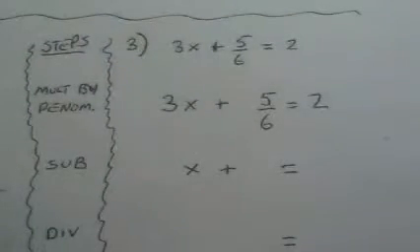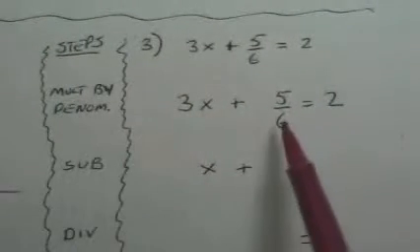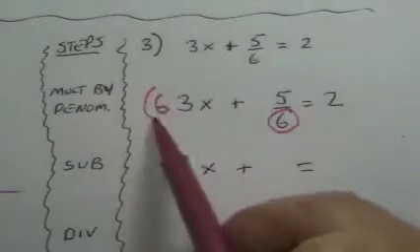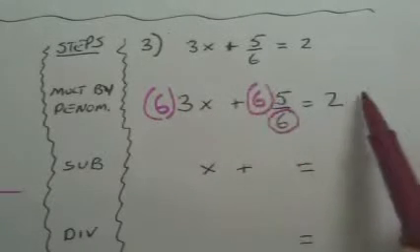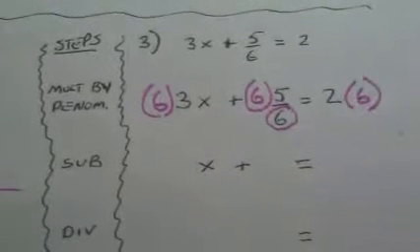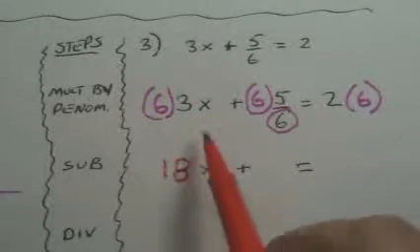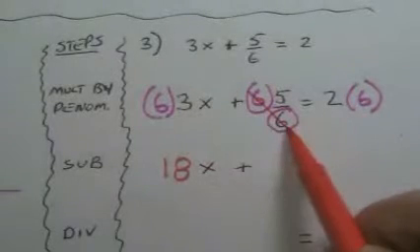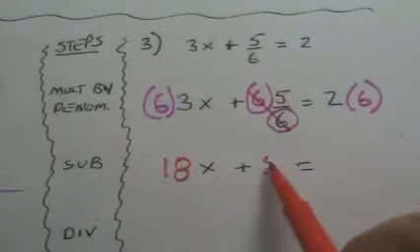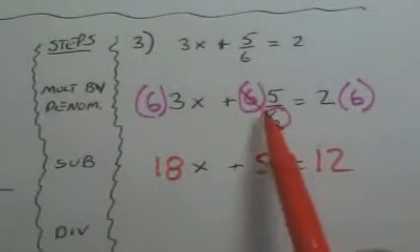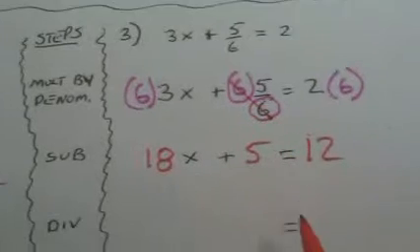Okay, now go over to the next one, number 3, same steps. So we have our problem. Our first step is to multiply by the denominator. The denominator is 6, so I'm going to multiply each term by 6. We'll be doing this a lot next year. If I do that, 6 times 3 is 18, so that's 18x. The 6's cancel, they reduce to 1, and I just have 5. And over here, 2 times 6 is 12. I multiply by that denominator so that there are no denominators, no fractions.